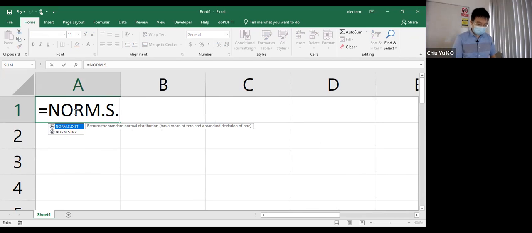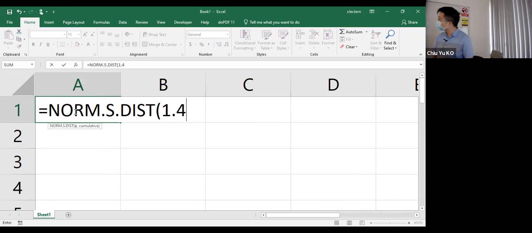And this is distribution, and we have what we call 1.4. This one has a remaining argument here. We see cumulative or not. So basically for all of our purposes, it is always true.